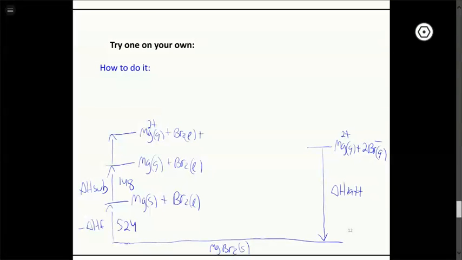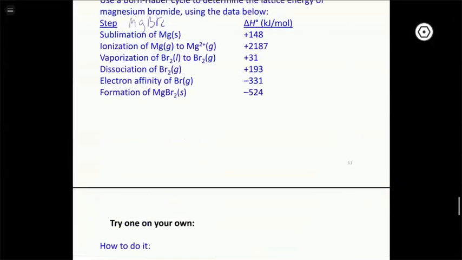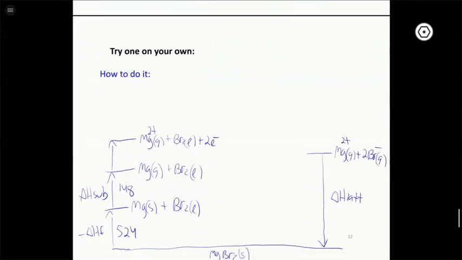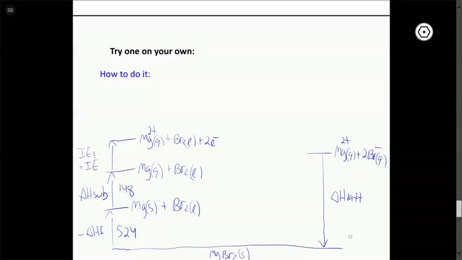That releases 2 electrons also from the metal. And so in the given information, we're told that the ionization of magnesium to magnesium 2 plus has an enthalpy change of 2187, a very large number. So this is going to be the sum of the first 2 ionization energies, which are given as a combined value of 2187. All right, because it's 2 ionization energies, but they're combined already.